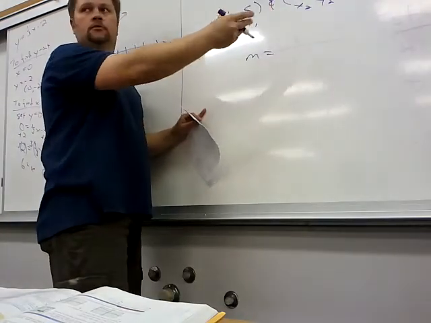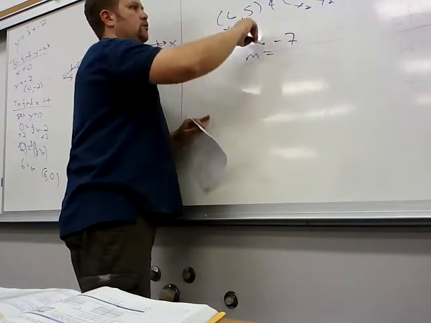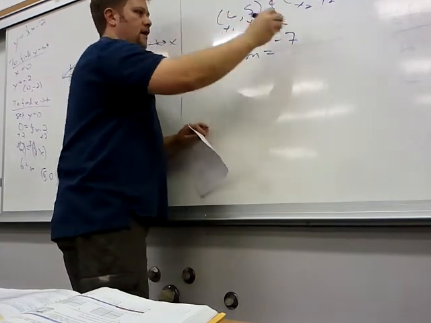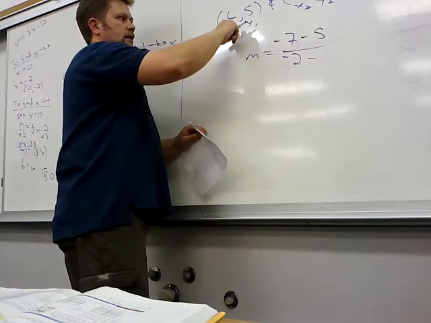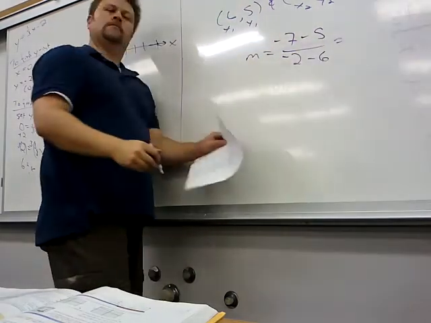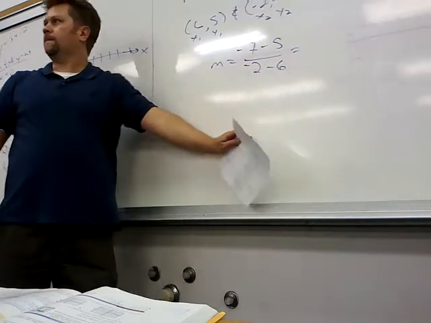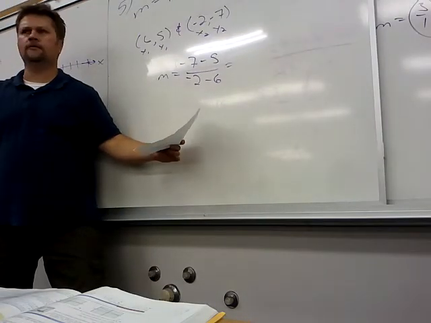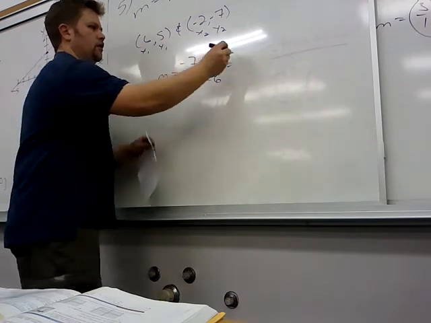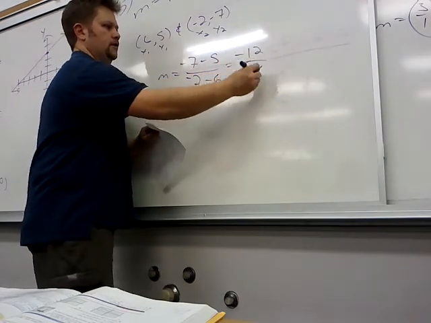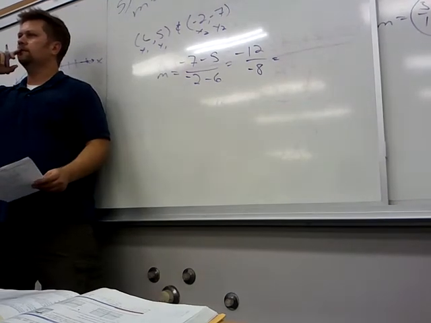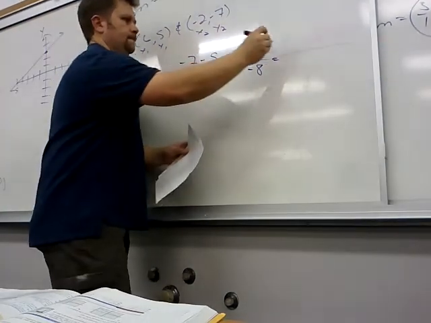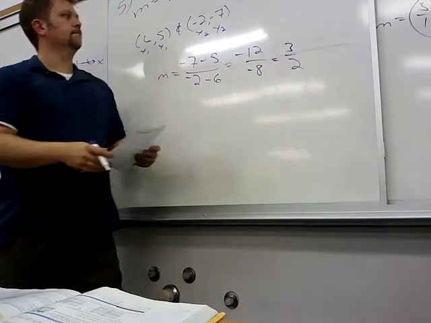What's y2? Negative 7. What's y1? Negative 5. Then x2 minus x1. So you get -12 over -8. The negatives cancel. It reduces down to 3 over 2. I like it.